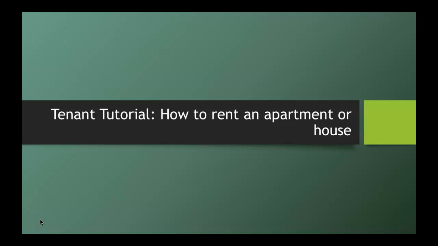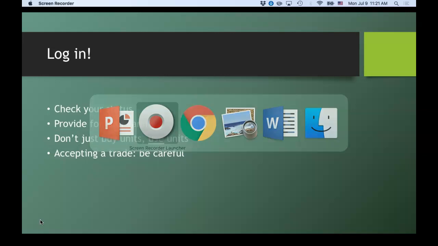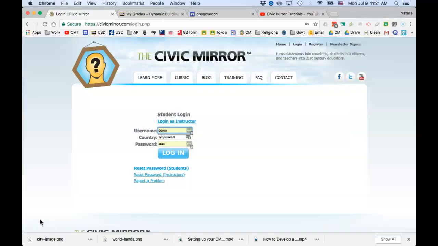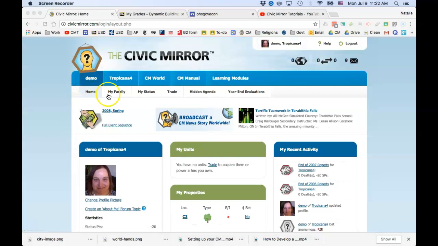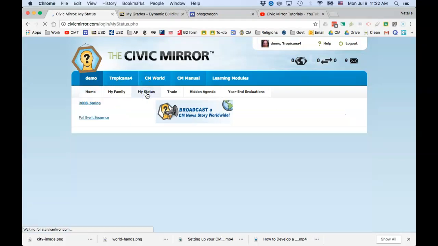Okay, I'm going to tell you how to rent an apartment or a house. First thing that you'll need to do is log in to Civic Mirror. So you go to civicmirror.com and put in your information in the login page. Okay, and then you're going to click on this My Status button.